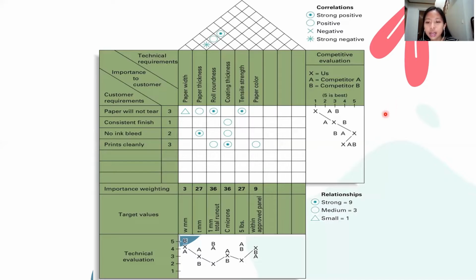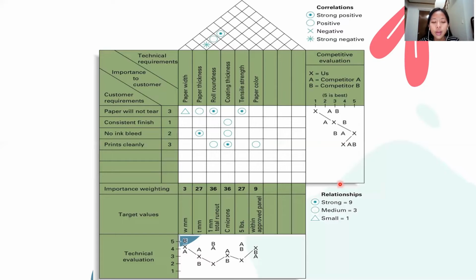Here, we can see that for the first customer requirement, which is paper will not tear, we were evaluated 1, meaning customers are not satisfied with this customer requirement. While A and B range from 2 to 3, meaning they are more satisfied compared to us in terms of this customer requirement. The line that you see connecting to the X is the flow of the performance of the business.